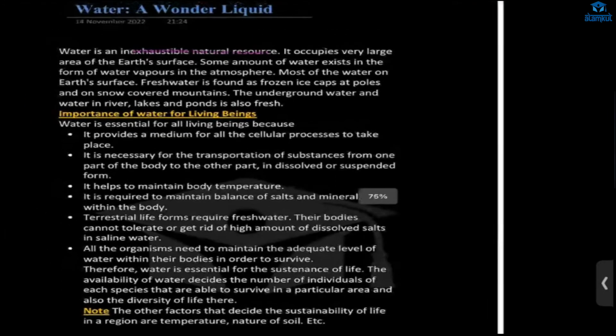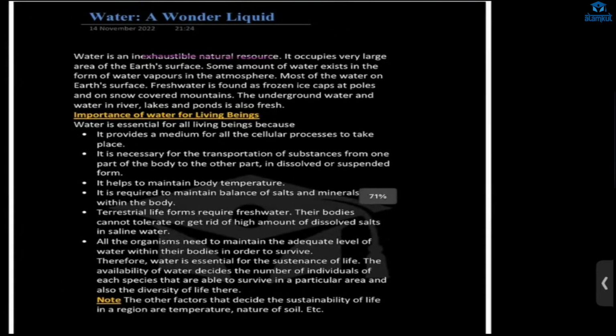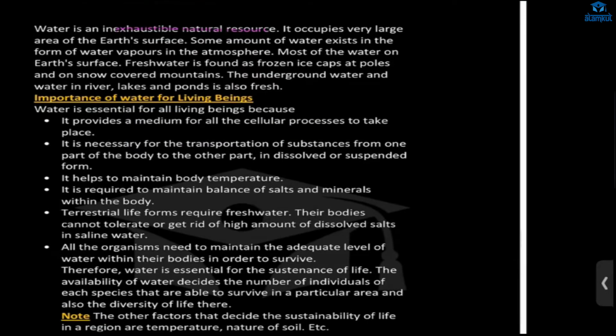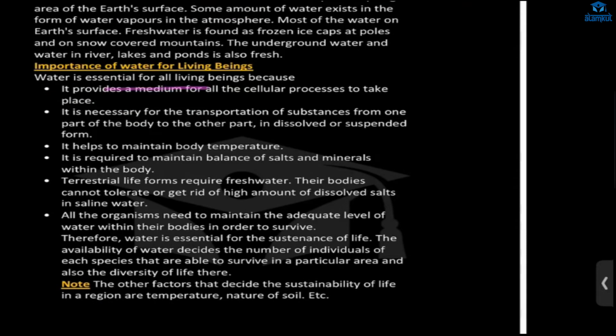Why it is so? Because fresh water, right? It is present in the glaciers only, which is the drinking water. We don't drink from the ocean or seas because the water is salty. Now, importance of water. It provides medium for all cellular processes, like transportation, then to maintain body temperature, then balance of salt and mineral in the body.